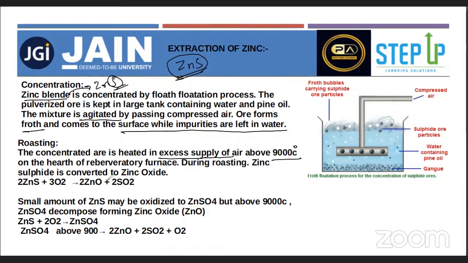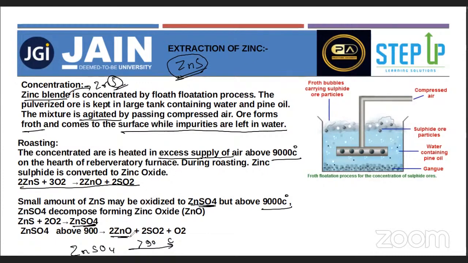During roasting, zinc sulfide is converted to zinc oxide. Roasting means we are supplying excess air, so obviously it will combine and form oxide. Now a small amount of zinc sulfide may be oxidized to ZnSO4, but this will happen only when the temperature crosses 900 degrees Celsius. ZnS and O2 form ZnSO4. Sorry, it is not 9,000, it is 900 degrees Celsius.